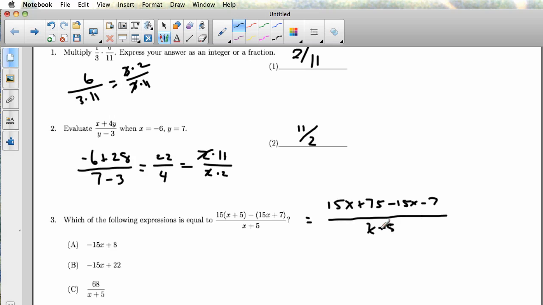So the numerator here simplifies just because we have 15 times x minus 15 times x. So that amounts to 0. 75 minus 7 is 68. So I'll have 68 in the numerator and x plus 5 in the denominator. So it's just a matter of being careful with your algebra, and you can see that letter C here is that expression.